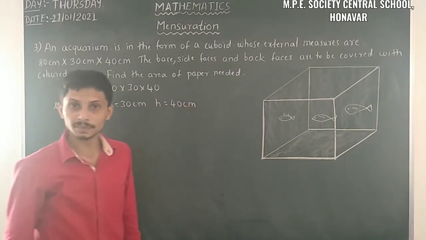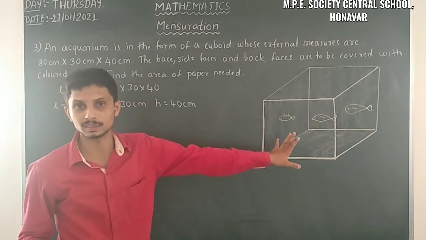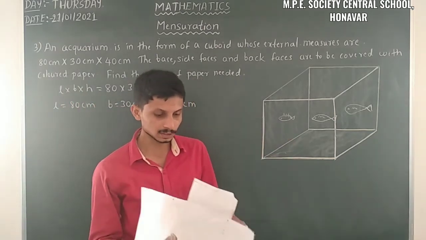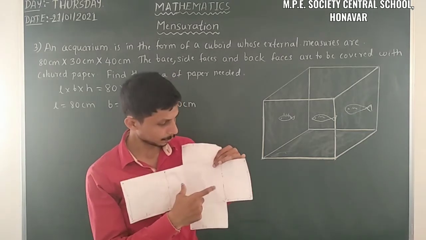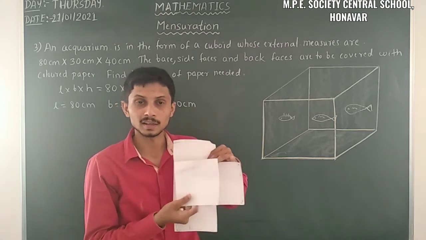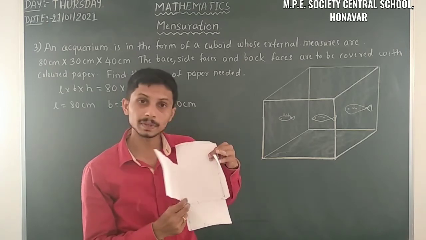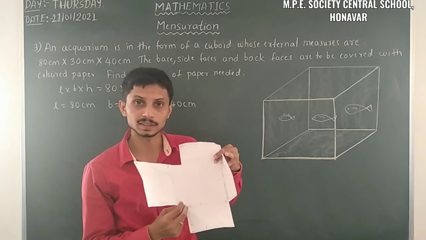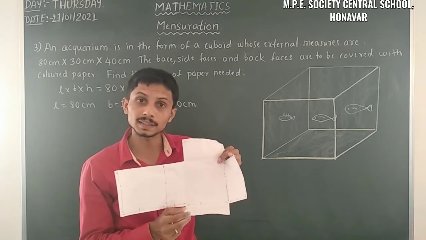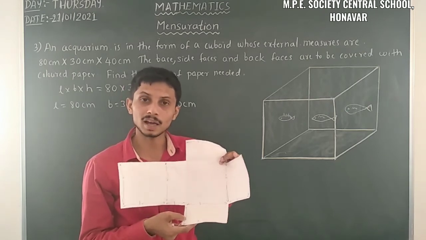Here the total surface area and lateral surface area are not needed, because we have to consider only those faces. Just observe, it is an aquarium. What is the back space here? Back space is L into H. It should be the back side. And then what are the side faces? Side faces are B into H. And then the bottom face, the base, is L into B. We have to consider them one by one.